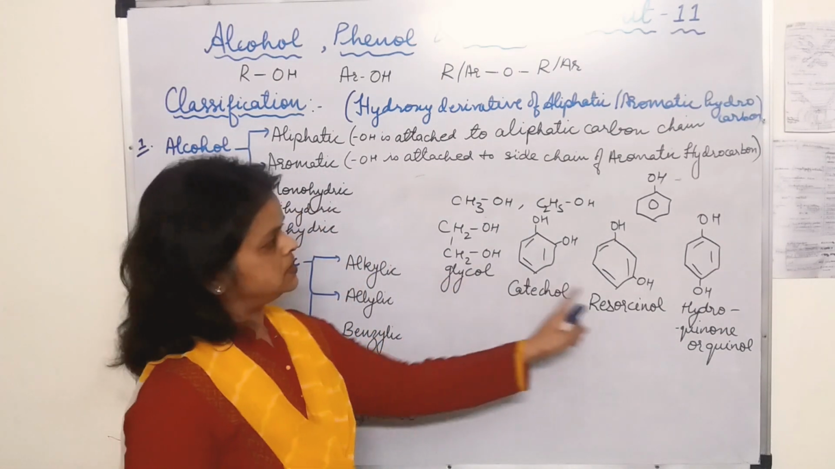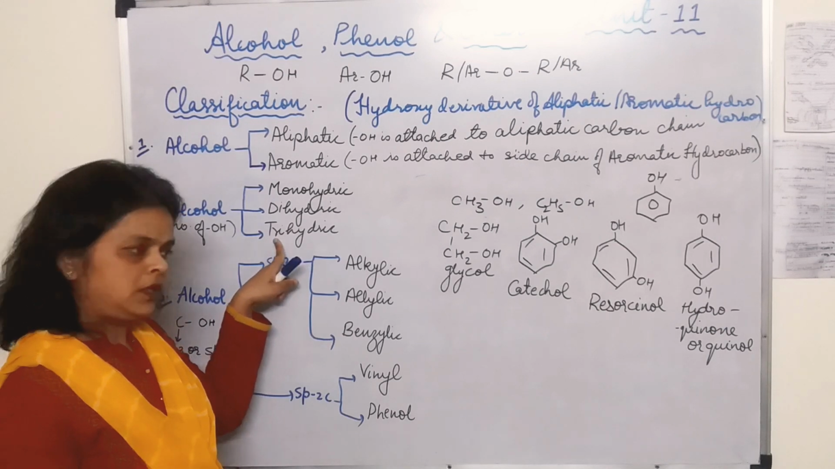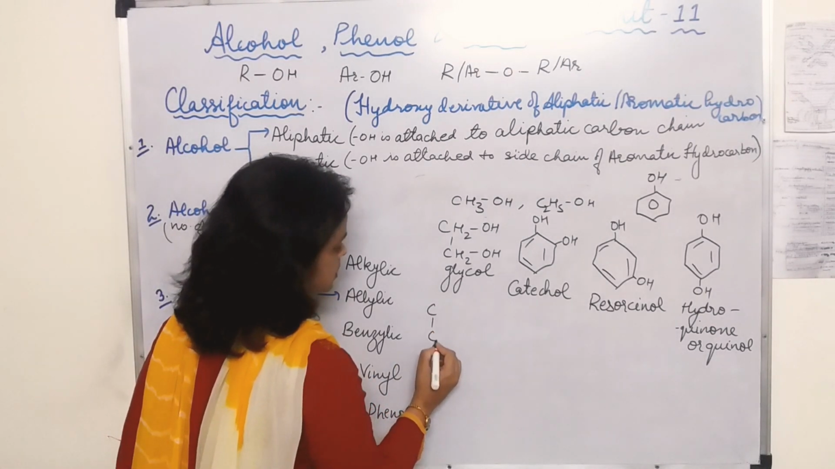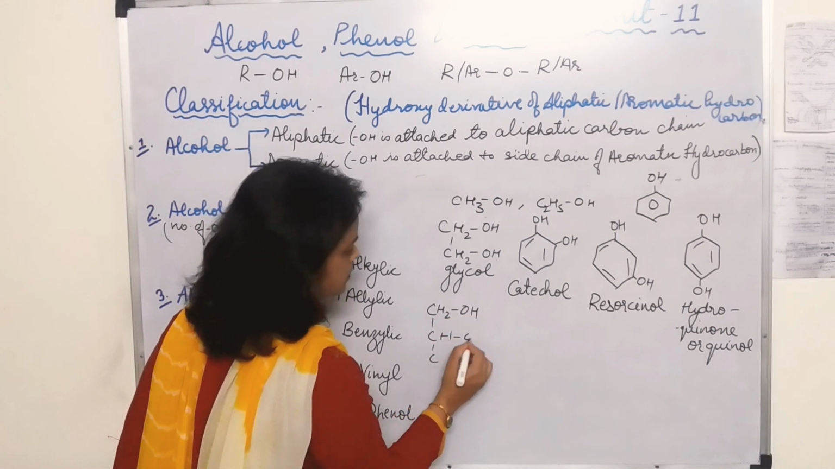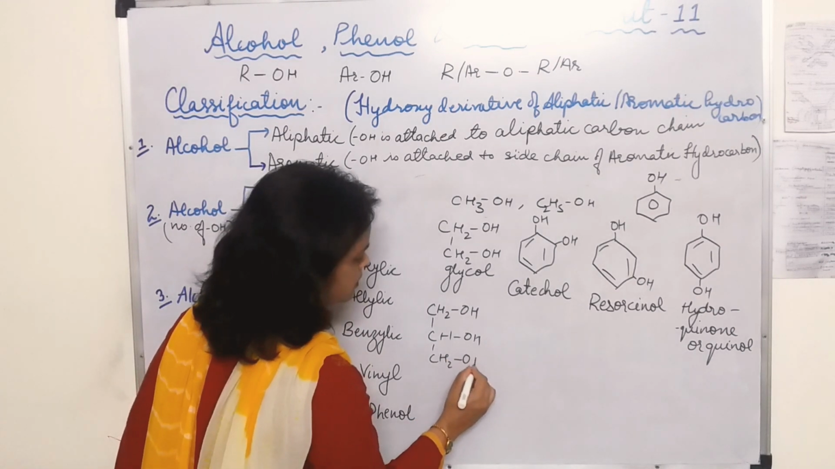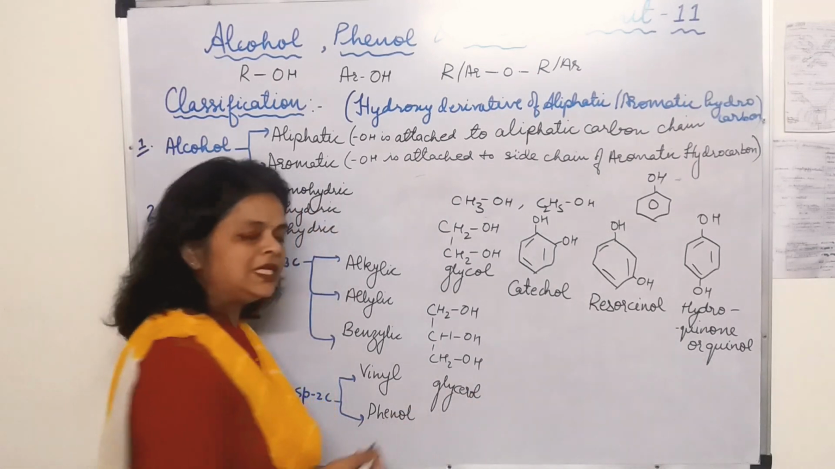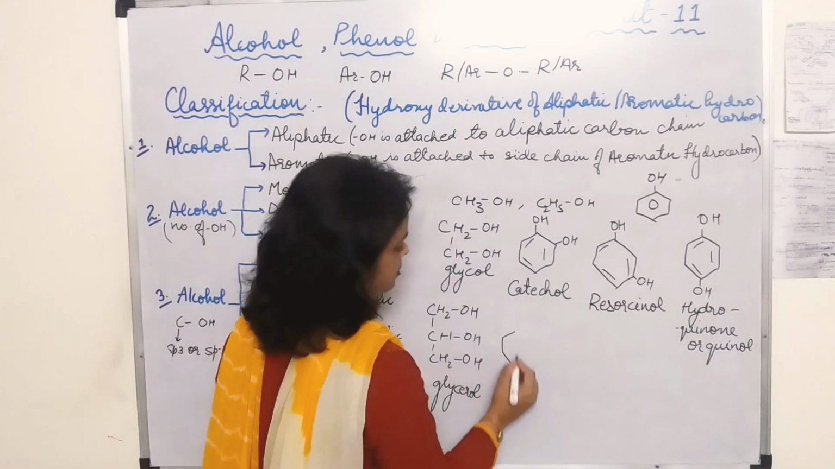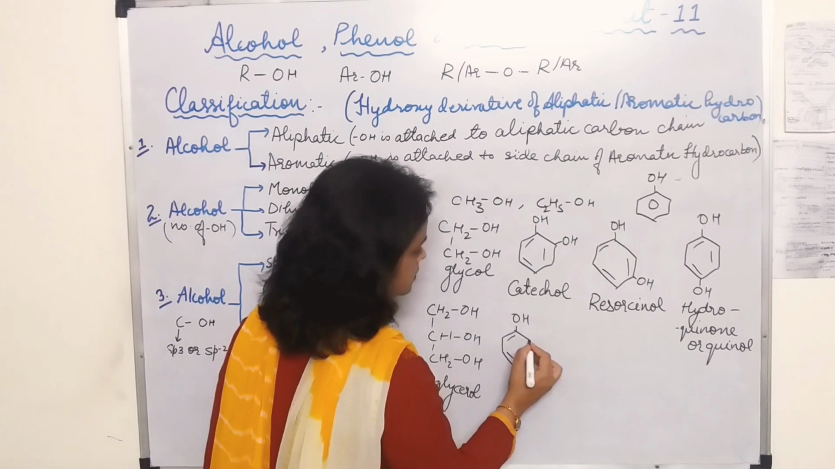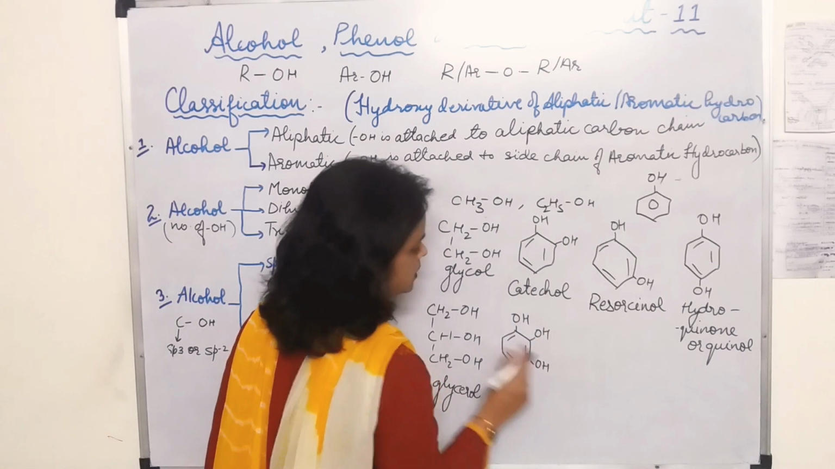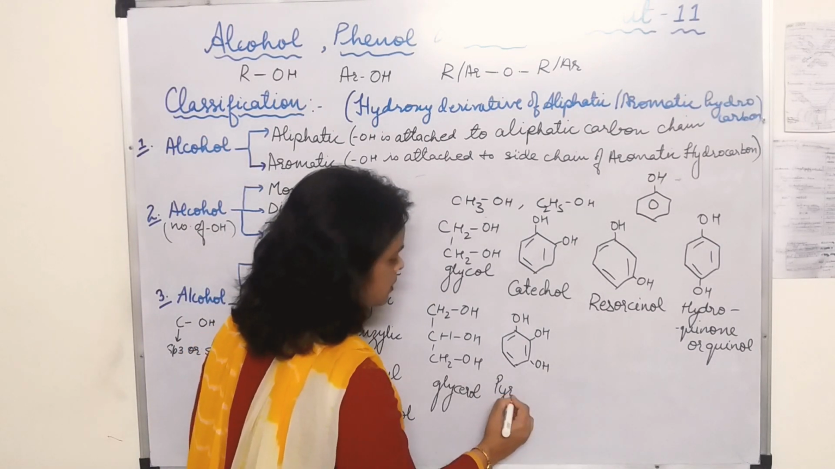So in all these examples we have 2 OH groups. Now trihydric, tri means 3, so if we have this type of structure, 3 carbons and 3 OH, that is called glycerol, or you can say glycerin. Take the example of phenol. Here OH, OH and OH. We can see 1, 2 and 3 OH groups are there. The name of this compound is pyrogallol.